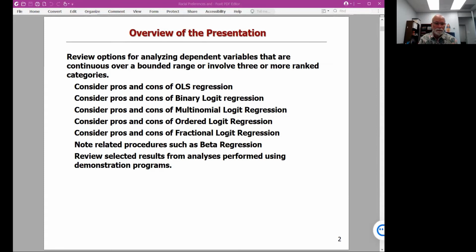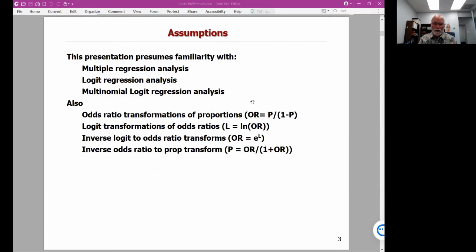And so there are a couple of assumptions here, and the assumptions are not intended to cause anybody to jump off, but for ease of conversation, I'm going to assume that people have heard about multiple regression and logit regression and multinomial, but you can ask questions about any of those methods for clarification, or memories fade even if you've been exposed to these.